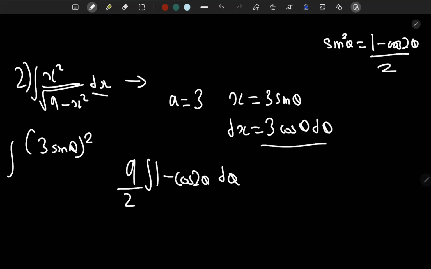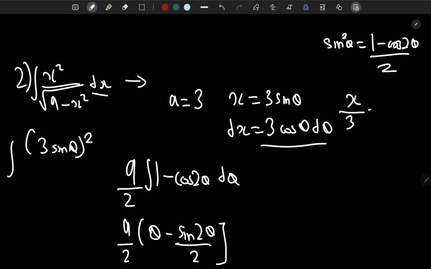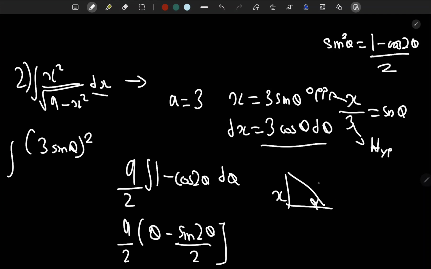Now we can integrate this, so it will be equal to 9 over 2, open brackets, 1 becomes delta, minus sine 2 delta over 2, close brackets. Now again, as before, we need to go back to our x and rewrite this in terms of x. So x over 3 is equal to sine of delta, and we know that x is opposite and 3 is the hypotenuse. So we can now draw the triangle. This is our angle delta, opposite is x, and hypotenuse is 3.